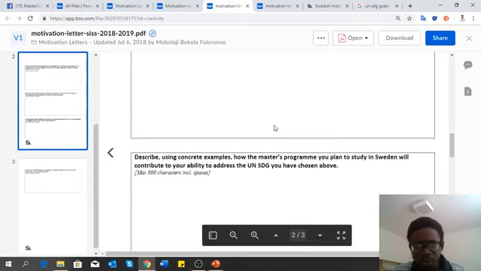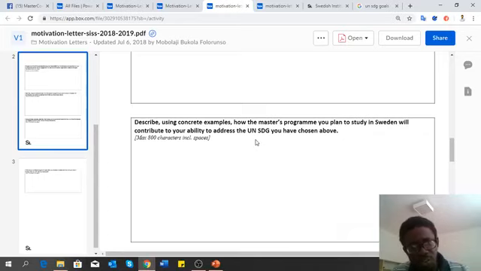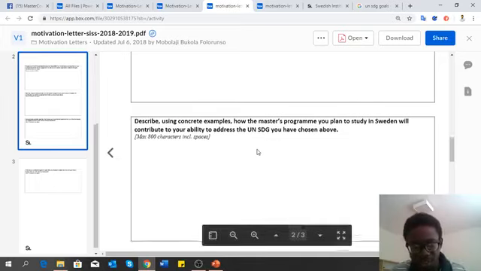And then the second question says, describe using concrete examples how the master's program you plan to study in Sweden will contribute to your ability to address the UN SDG you have chosen above. So here they are talking about your master's program in Sweden. How is your master's program going to help you address the UN SDG you chose in the first question? So you see this here: your master's program, your previous work experience, your involvement in a network. Talk about these things with concrete examples.